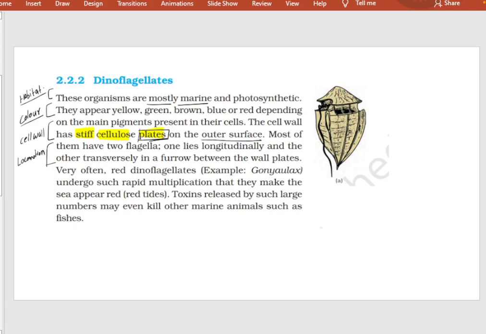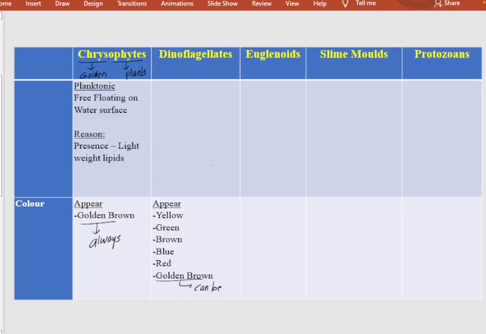Locomotion cleared? How many flagella are there? Two. One is longitudinal, one is transverse, in the gap between the wall plates. This is about dinoflagellates. The next thing is euglenoids.